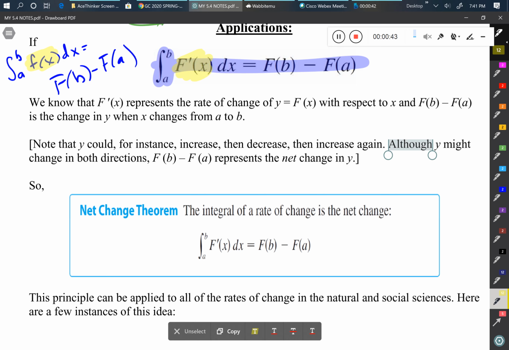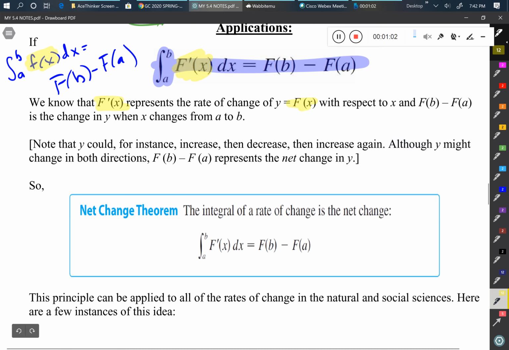We're taking a look at an application of definite integrals, which is why this is f prime rather than just little f of x. So what we're saying here is that if we know that our function f prime represents a rate of change of some function f of x, then the integral is going to give us the change from a to b for that function f. All right, now I know that's a lot to handle, but let's just break it down and see what it means.